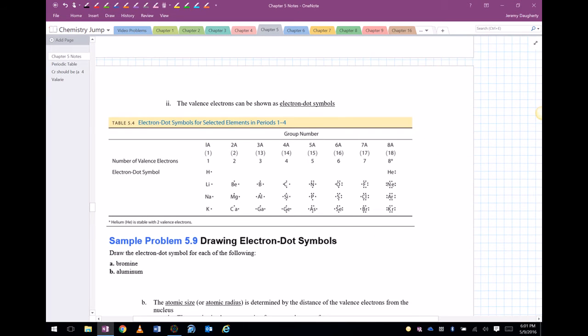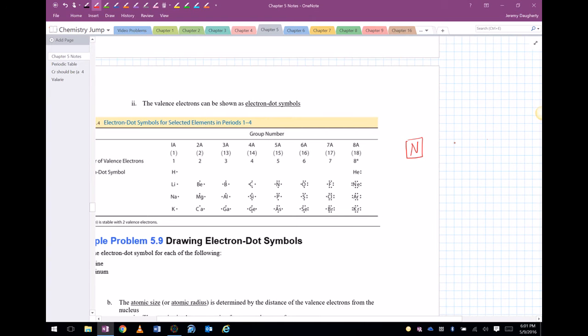So we can show valence electrons as dot symbols, and we'll use this more in Chapter 10. But basically, think of the atom as being in a box. Okay, so let's do nitrogen. Nitrogen is a good one. Here's nitrogen, and how many valence electrons does nitrogen have? Pause the video and check it out. It has 5 valence electrons.